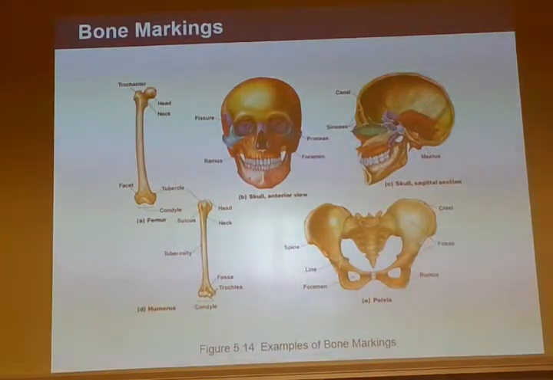A fossa is a scooped out appearing structure on a bone. Fossas can be small or fossas can be very big. So they look like something got in there with a spoon and kind of scooped out some of the bone, then they'll usually call that a fossa.